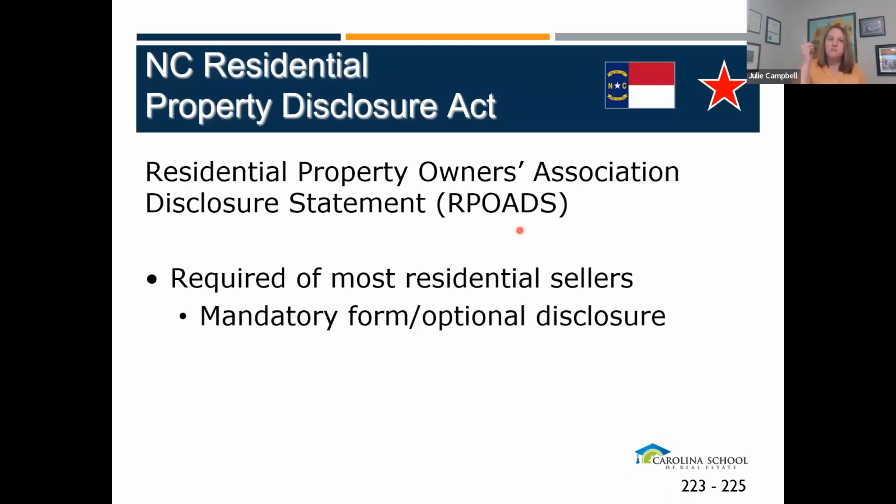The most common seller disclosure is the Residential Property Owners Association Disclosure Statement. Let's just call that RPODS. So much easier to say. See why we give everything an acronym? That's a lot to say. So the RPODS, we'll know it going forward.